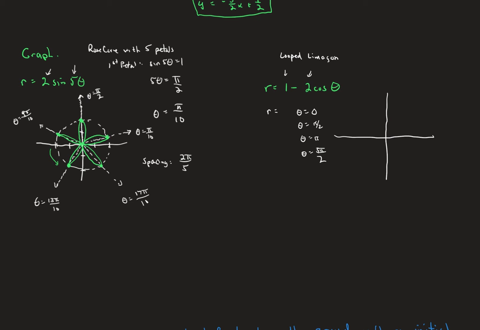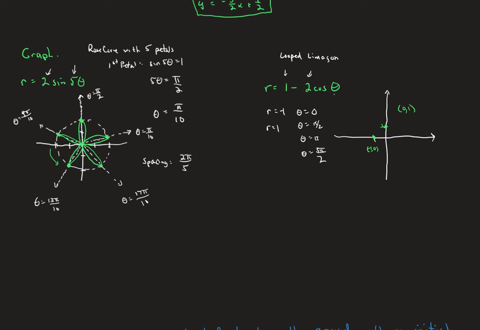So when theta is 0, cosine of 0 is 1, 1 minus 2 is -1. That means on the angle 0, we're going to go back through the pole and plot the point right there. And we're going to label these with rectangular coordinates, which in the first case is no different than the polar coordinates. At pi over 2, cosine of pi over 2 is 0, so the r will be 1. So on the angle pi over 2, we will go up 1. That's going to put us right there, and that's going to be 0, 1 in rectangular.